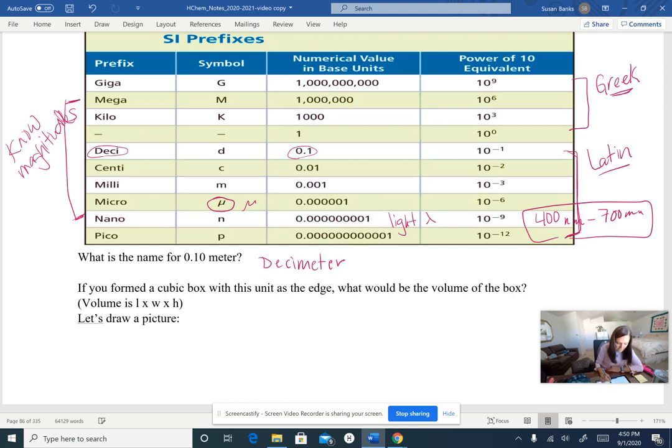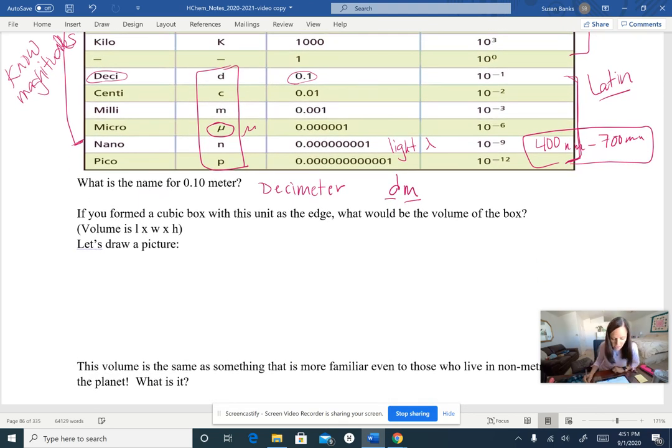Okay, we would abbreviate this. Notice all the smaller prefixes are indicated by lowercase letters. So I would indicate that by a little d and a little m, decimeter. Okay, so if I formed a cubic box with a decimeter on each side, let's see how good my art skills are on a tablet. Not awesome, but I'll take it. So if I have 1 decimeter here and 1 decimeter here and 1 decimeter here.